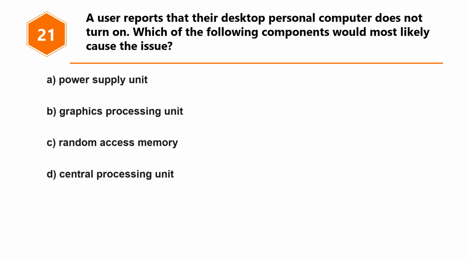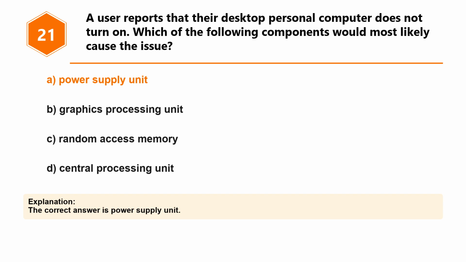Question 21. A user reports that their desktop personal computer does not turn on. Which of the following components would most likely cause the issue? Option A, power supply unit. Option B, graphics processing unit. Option C, random access memory. Option D, central processing unit. The correct answer is option A, power supply unit.